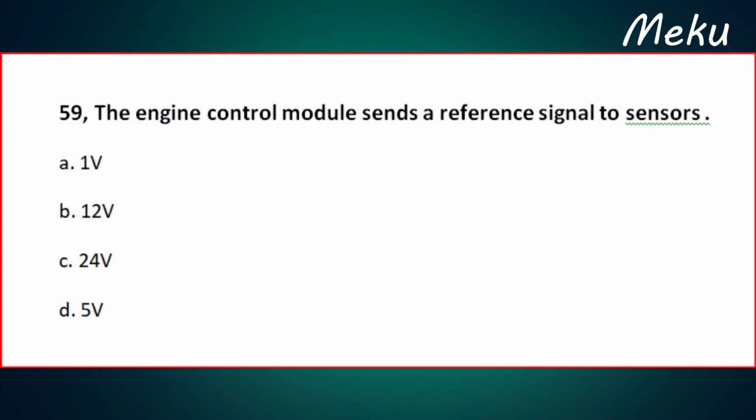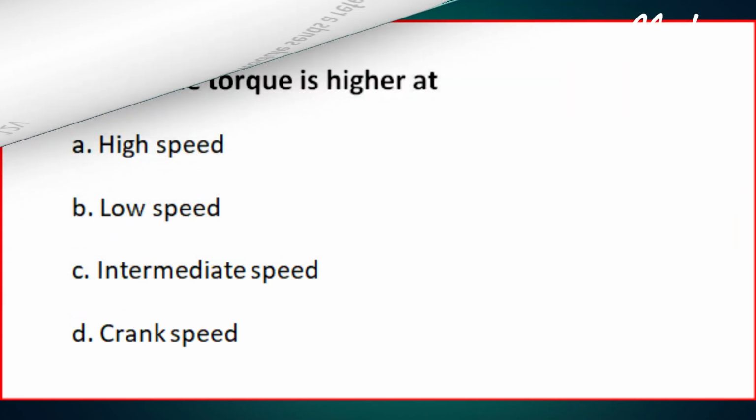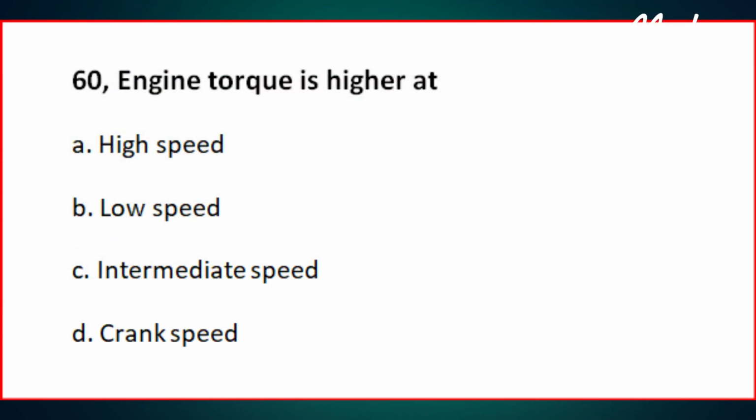59. The engine control module sends a reference signal to sensors. A. 1V. B. 12V. C. 24V. D. 5V. 60. Engine torque is higher at A. High speed. B. Low speed. C. Intermediate speed. D. Crank speed.